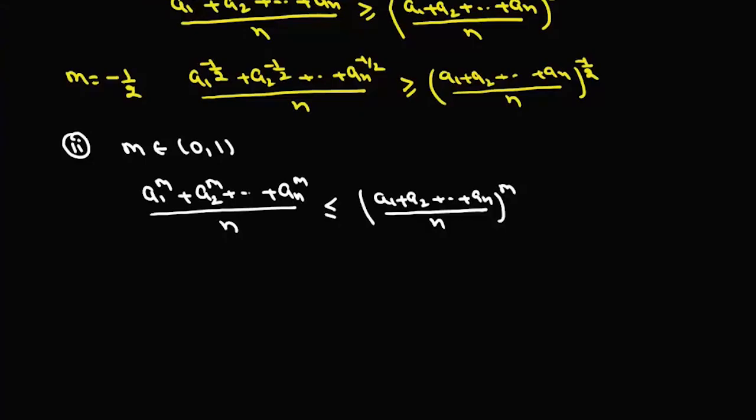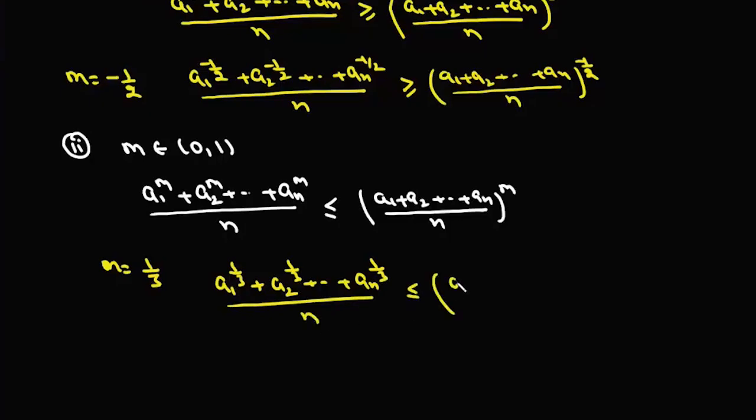If we take an example, suppose we consider m as 1 by 3, we can write (a1 to the power 1 by 3 plus a2 to the power 1 by 3 up to an to the power 1 by 3) whole divided by n will be less than or equal to ((a1 plus a2 up to an) by n) whole to the power 1 by 3.